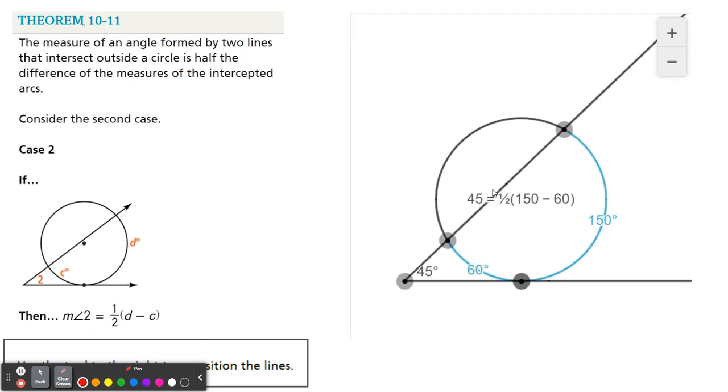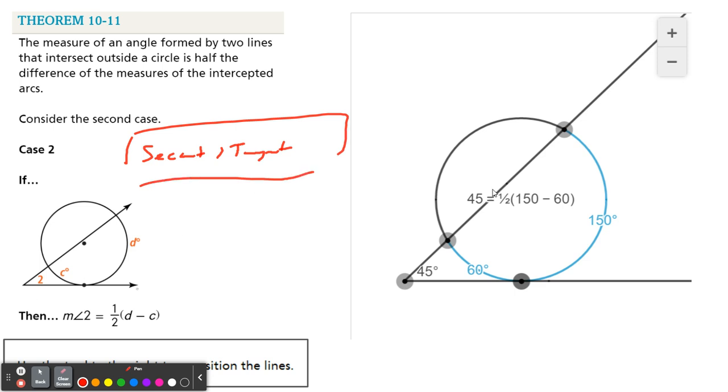All right, next, the measure of an angle formed by two lines that intersect outside the circle is half the difference. Here, though, we have a secant and a tangent. So this is our secant tangent case. Here's the tangent, here's the secant. Now notice the two arcs here touch, right? So C and D are just kind of broken apart by this point right here, the point of tangency. Notice that this arc right here is the third arc that makes the circle.